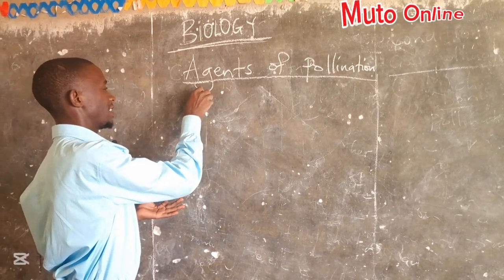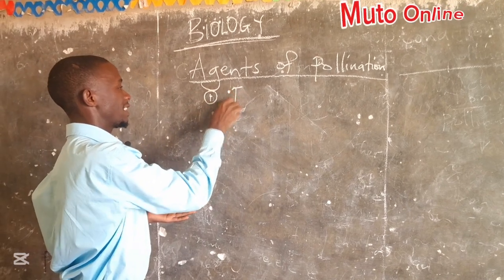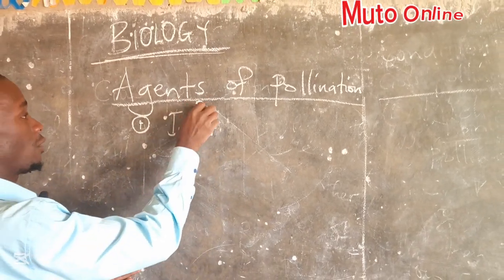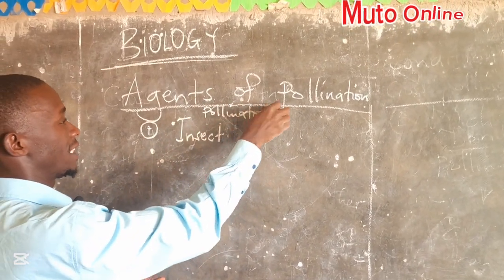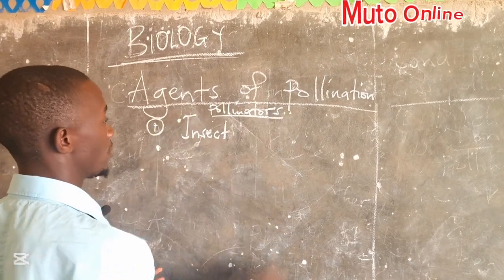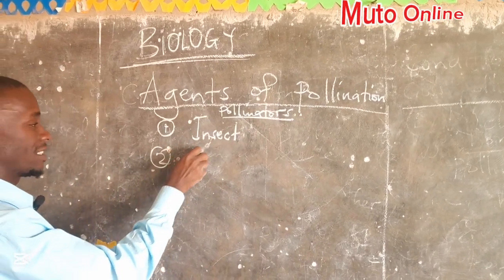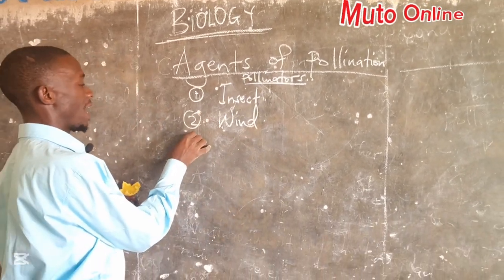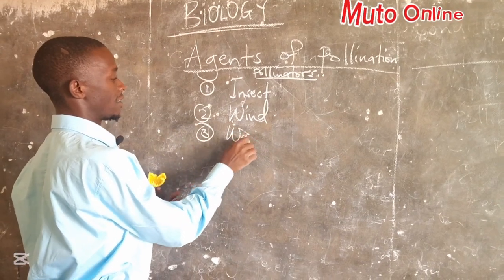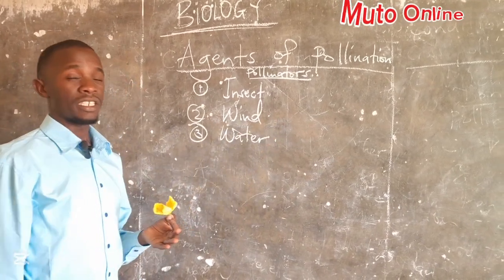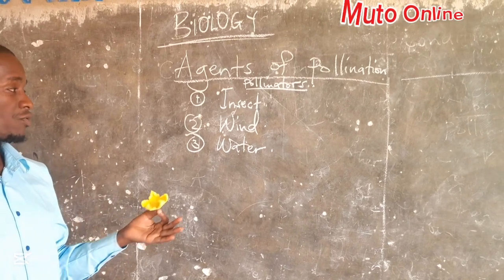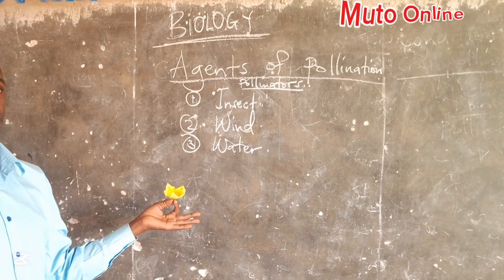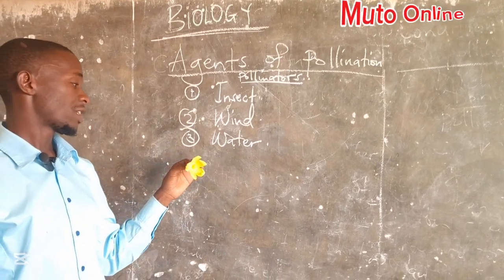Among the agents, we have the insects. So you shall find insect pollinated flowers. These are called pollinators or agents of pollination. And we also have wind. We sometimes even have water as an agent. We shall find in aquatic plants, the pollen grains are transferred from the anthers to the stigma by water. We shall look at that in the water lilies.